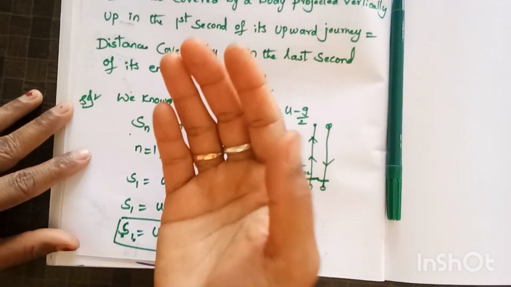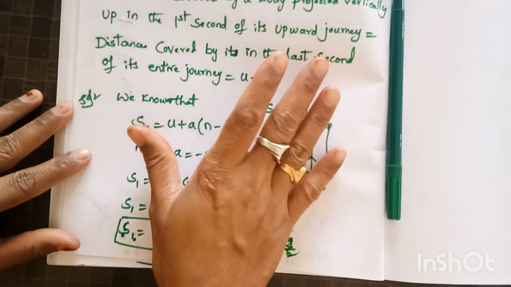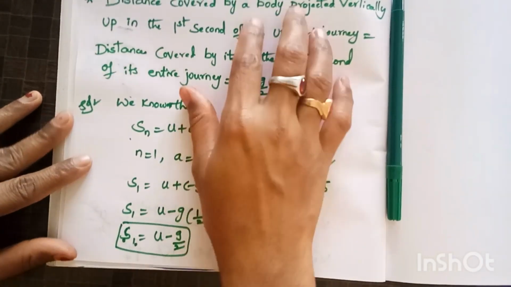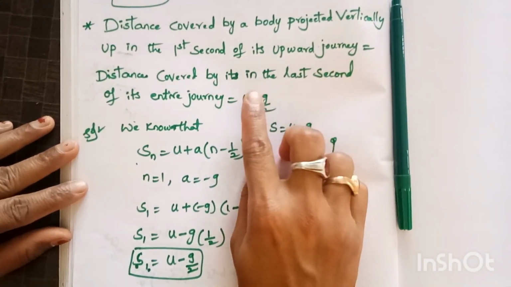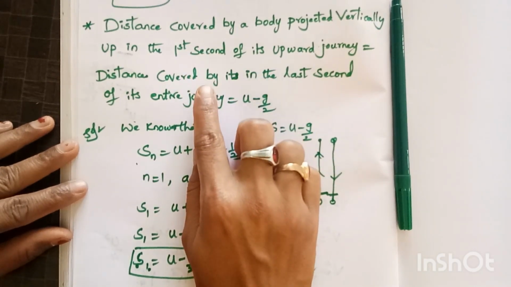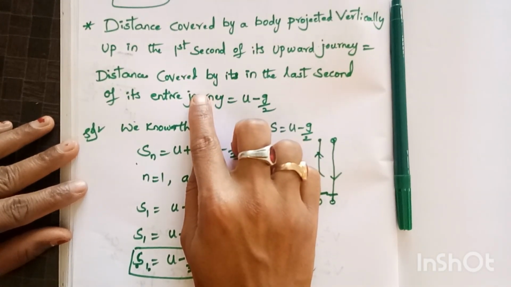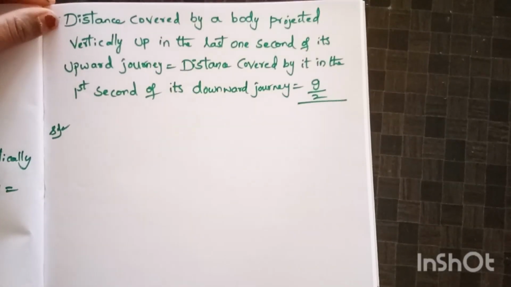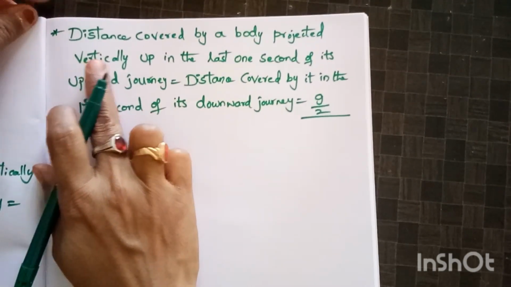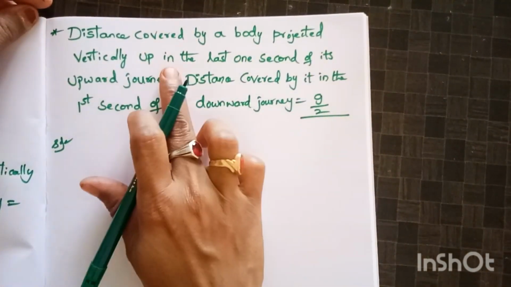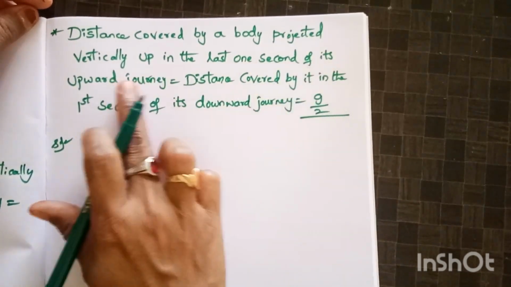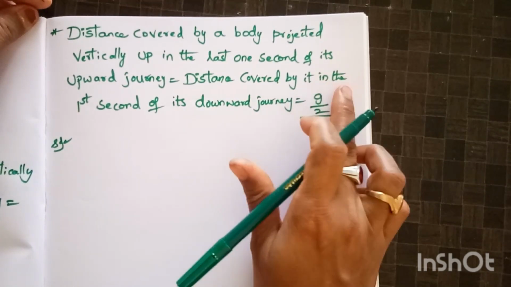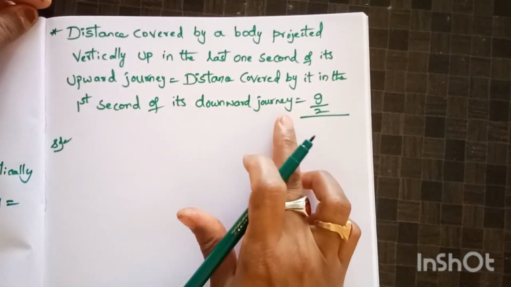If they say first second, second second, third second, you have to take the formula for distance as Sn equals u plus a into (n minus 1) by 2. So the value for the first second of its upward motion and the last second of its entire journey, that is downward motion, is equal to u minus g by 2. So the distance covered by the body projected vertically up in the last 1 second of its upward journey is equal to the distance covered by it, by the same object, in the first second of its downward journey, which is g by 2.